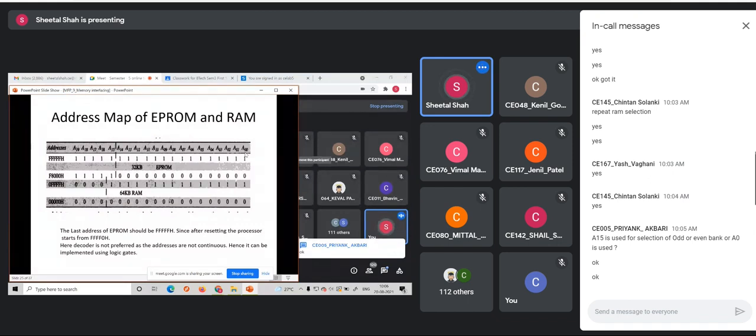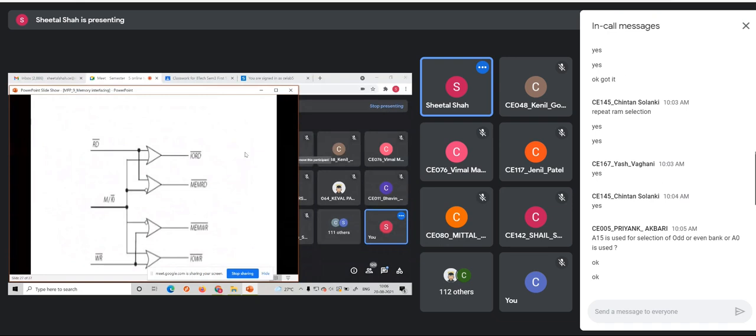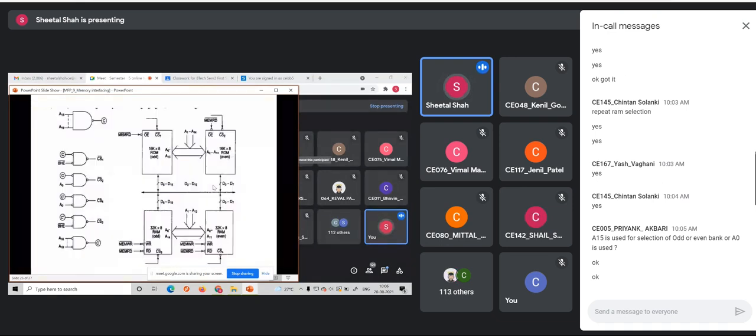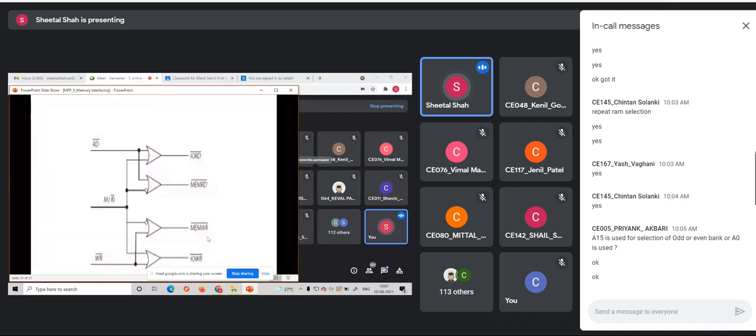So always selecting the bank is with the A0 bit. Whether it is an even bank or odd bank, it is decided by this A0 bit. Now, many times you might have observed here we are having memory read bar, memory write bar. Since it is a ROM, we are having only memory read bar because we cannot perform a write operation to this ROM IC, whereas here we can perform both read as well as write operation.